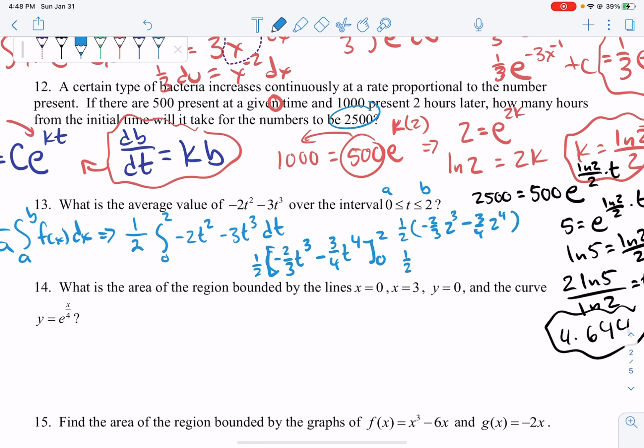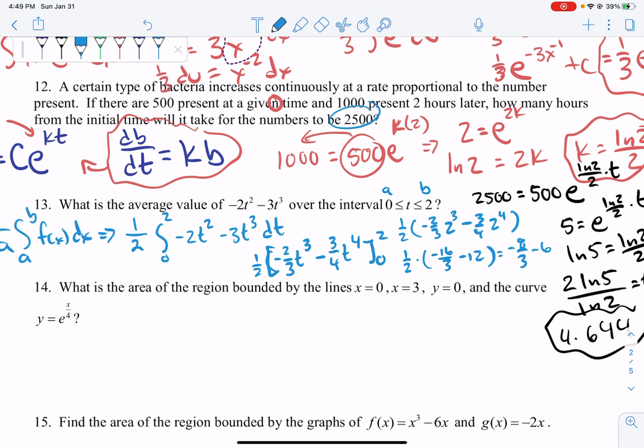So this becomes 1/2 multiplied by, 2 cubed is going to be what? 8. So this becomes negative 16/3. And then 2 to the 4th is 16, times negative 3 is negative 48, divided by 4 is negative 12. And when I multiply that 1/2 in, I'm going to end up with negative 8/3, and I'm going to minus 6.